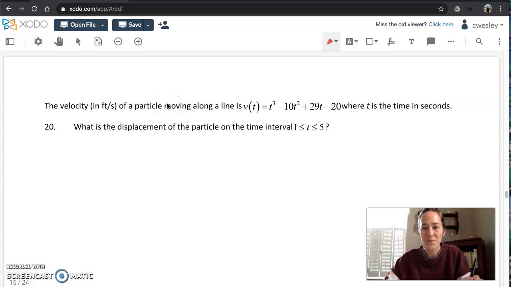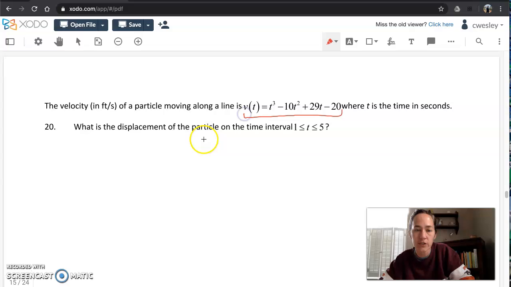All right, welcome back. We are looking at the top of page 15 of the definite integrals packet, and I wanted to end our discussion of using integration to help us with some physics questions on examples 20 and 21. Here we don't have a graph of velocity, we have a velocity function given to us, a cubic function.